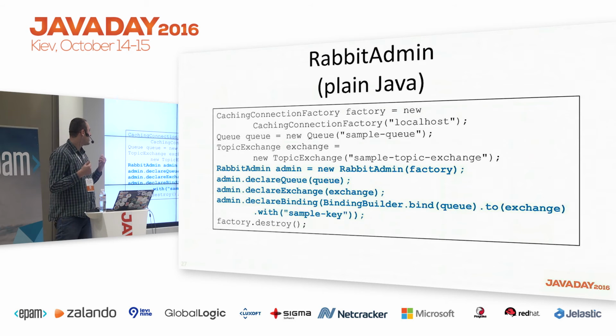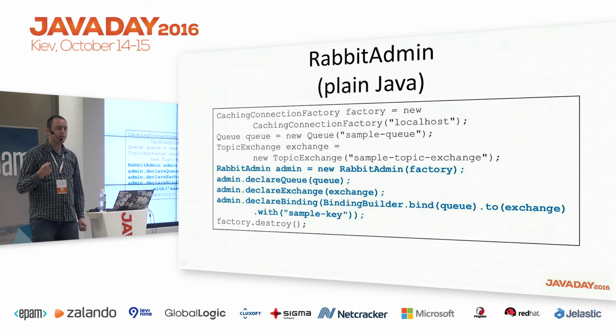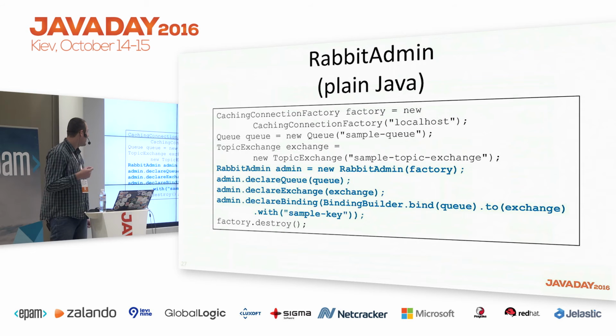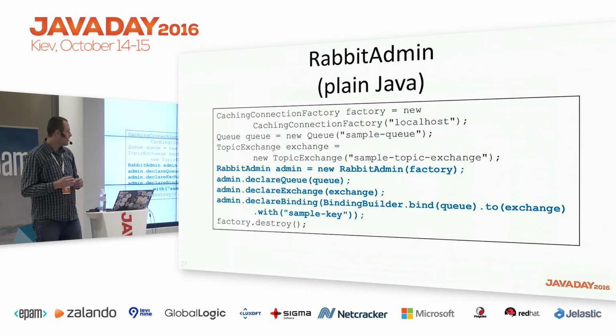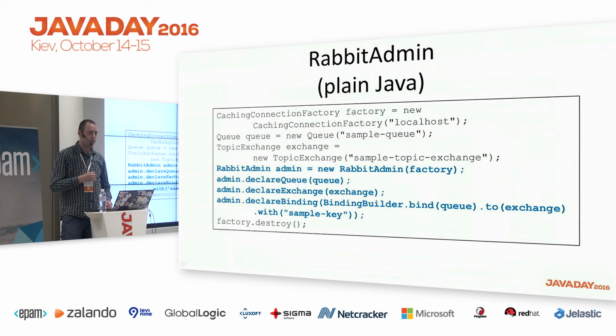Then we create a queue and a topic exchange using beans provided by Spring for the purpose. Then we create an instance of RabbitAdmin, and using that instance, we declare the queue and the exchange on the message broker. And finally, we declare a binding between the queue and the exchange using a very simple DSL provided by the Spring Framework that's being used in the declare binding method. And finally, we destroy that factory. As you can see, it's fairly simple and readable to create that configuration programmatically.